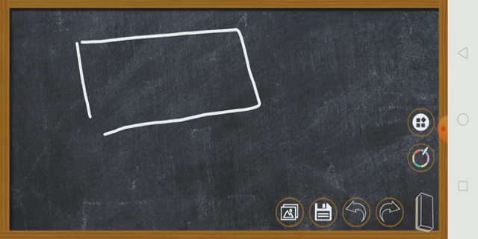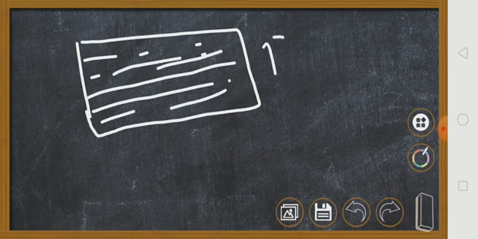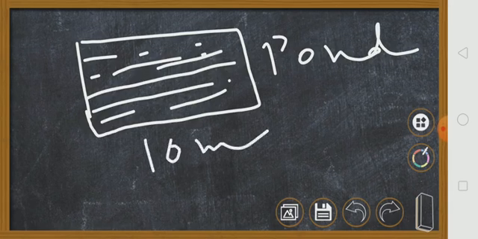Now suppose, what is the use of this? Why do we study factorization? Suppose you have a pond. This is your pond. The pond has a length of, let's say, 10 meters, and let's say the breadth is 5 meters. Is it clear? So how can you write the area?